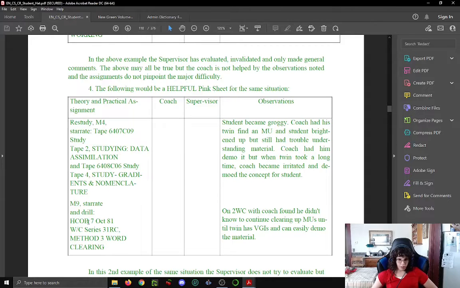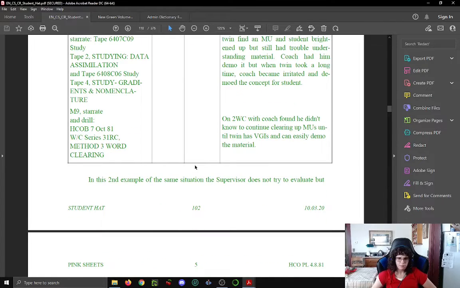M9 star rate and drill, the word clearing series 31, method 3 word clearing. Student became groggy. Coach had his twin find a misunderstood word, and student brightened up but still had trouble understanding material. Coach had him demo it, but when twin took a long time, coach became irritated and demoed the concept for the student. On two-way comms with the coach, found he didn't know how to continue clearing up MUs until the twin has very good indicators and can easily demo the material.